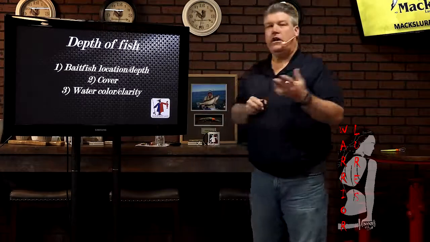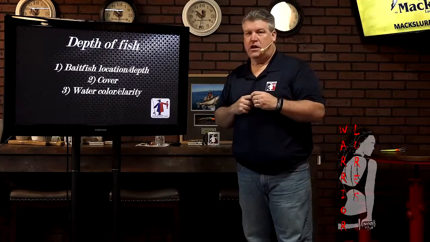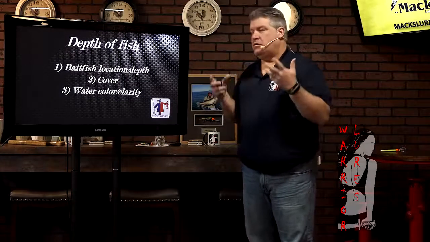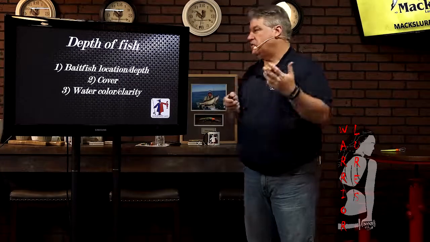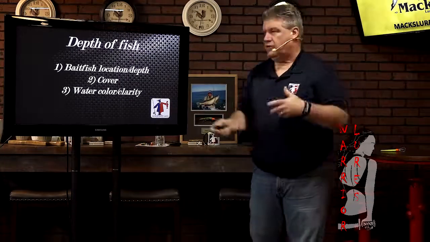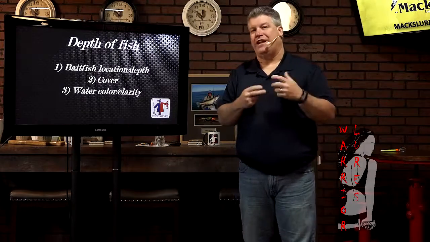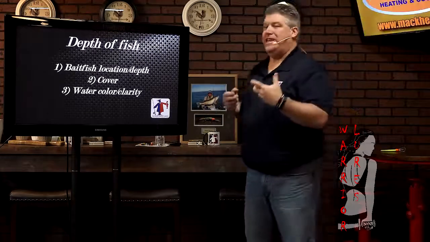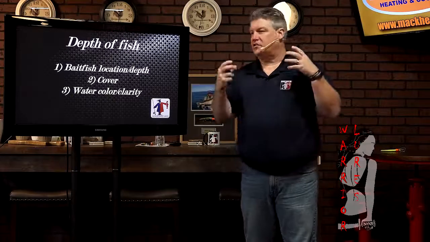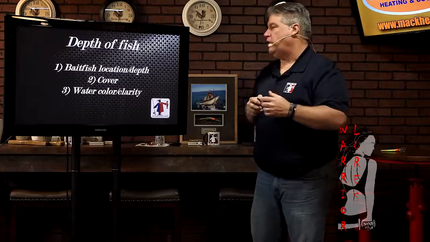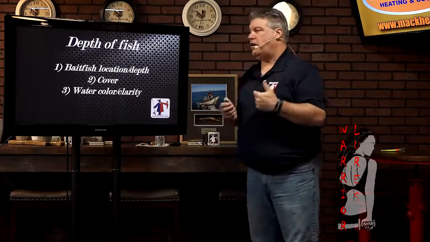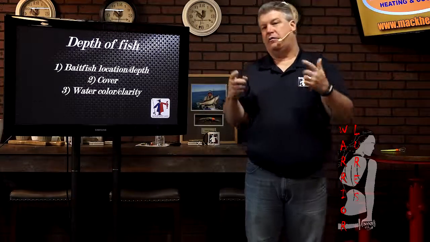Water color and water clarity have a lot to do with the depth of the fish. Game fish like to see what they're going to eat, especially my favorite game fish, the walleye, but bass, muskie, pike, all those game fish like to see their bait before they eat it. It's kind of just a reassurance that I'm eating something that's pretty good. So water color and water clarity has a lot to do with how deep the fish are.